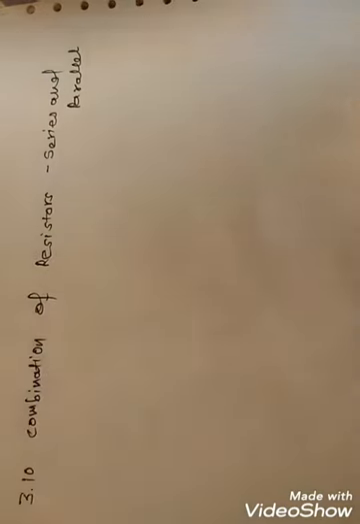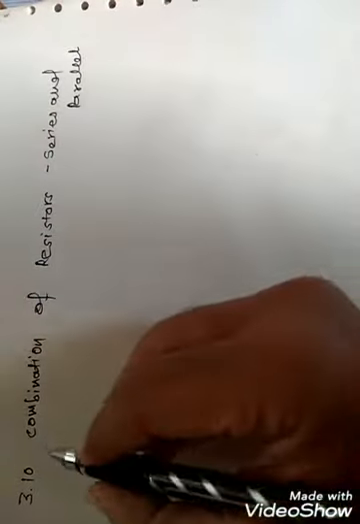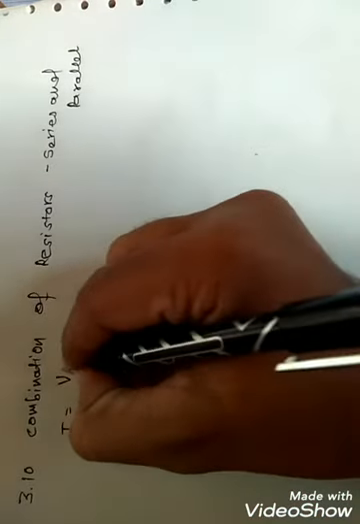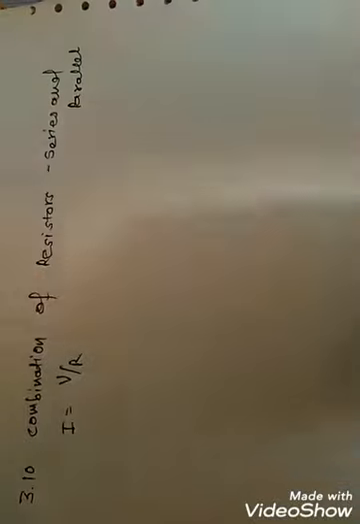Today's topic 3.n is the combination of resistors, series and parallel connection. Here we know that the current through a single resistor R, across which there is a potential difference V, is given by Ohm's law: I is equal to V upon R.